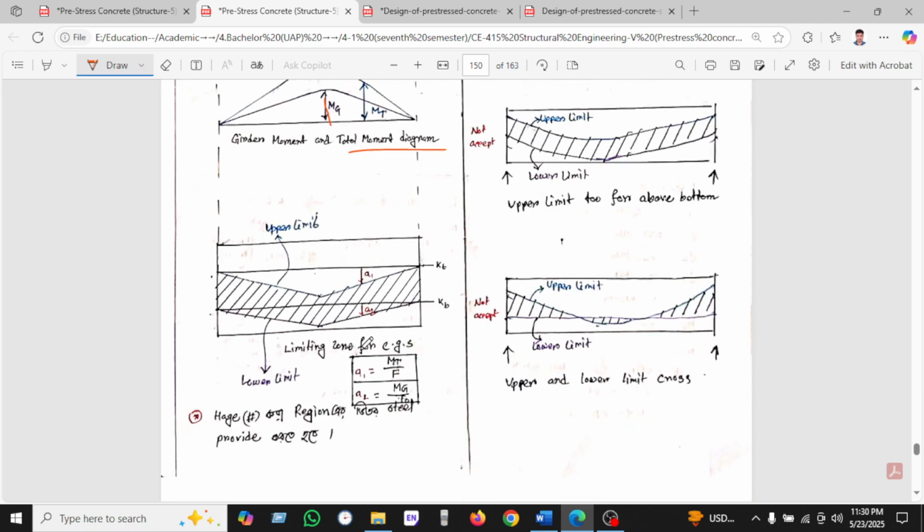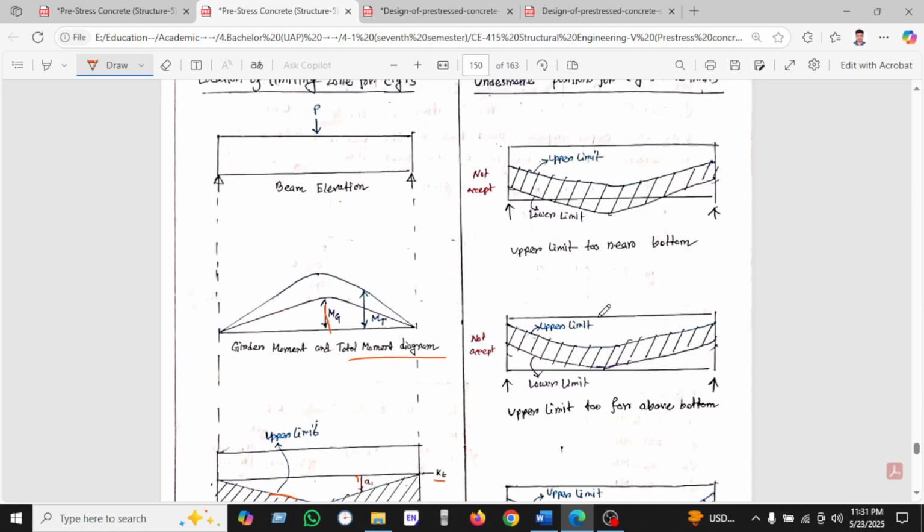And the upper here is another limiting value. We can see here KT is the top kern, here KB is the bottom kern. The distance from these two kerns is here 1, and the distance to this is here 2. So this is the upper limit we can see, and this is the lower limit. And the hatched section we can see, we have to provide the tendon in this section. Okay, we'll see how we can define this, how we can find this zone.